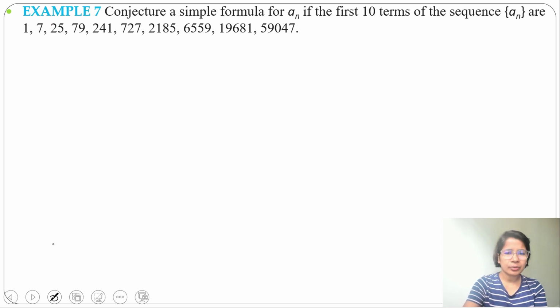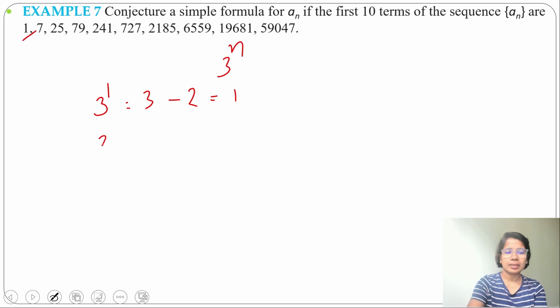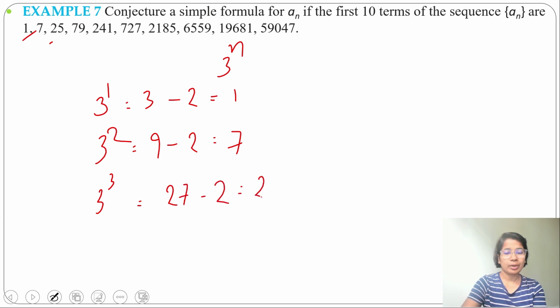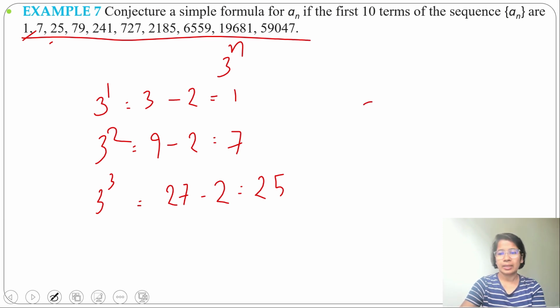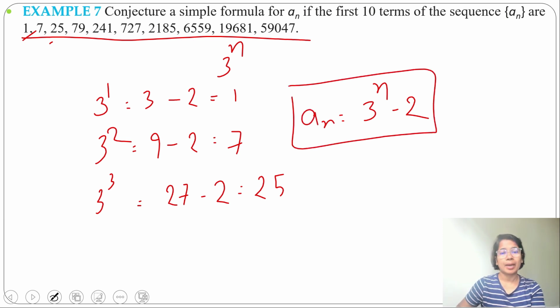So is it related to 3 power n? 3 power 1 is 3, 3 minus 2, it will be 1, right? Next 3 power 2 will be 9, 9 minus 2 is 7, it's working. Then 3 power 3 is 27 minus 2, it's 25. Yes, so we can say this sequence is 3 power n minus 2. So an equals 3 power n minus 2.